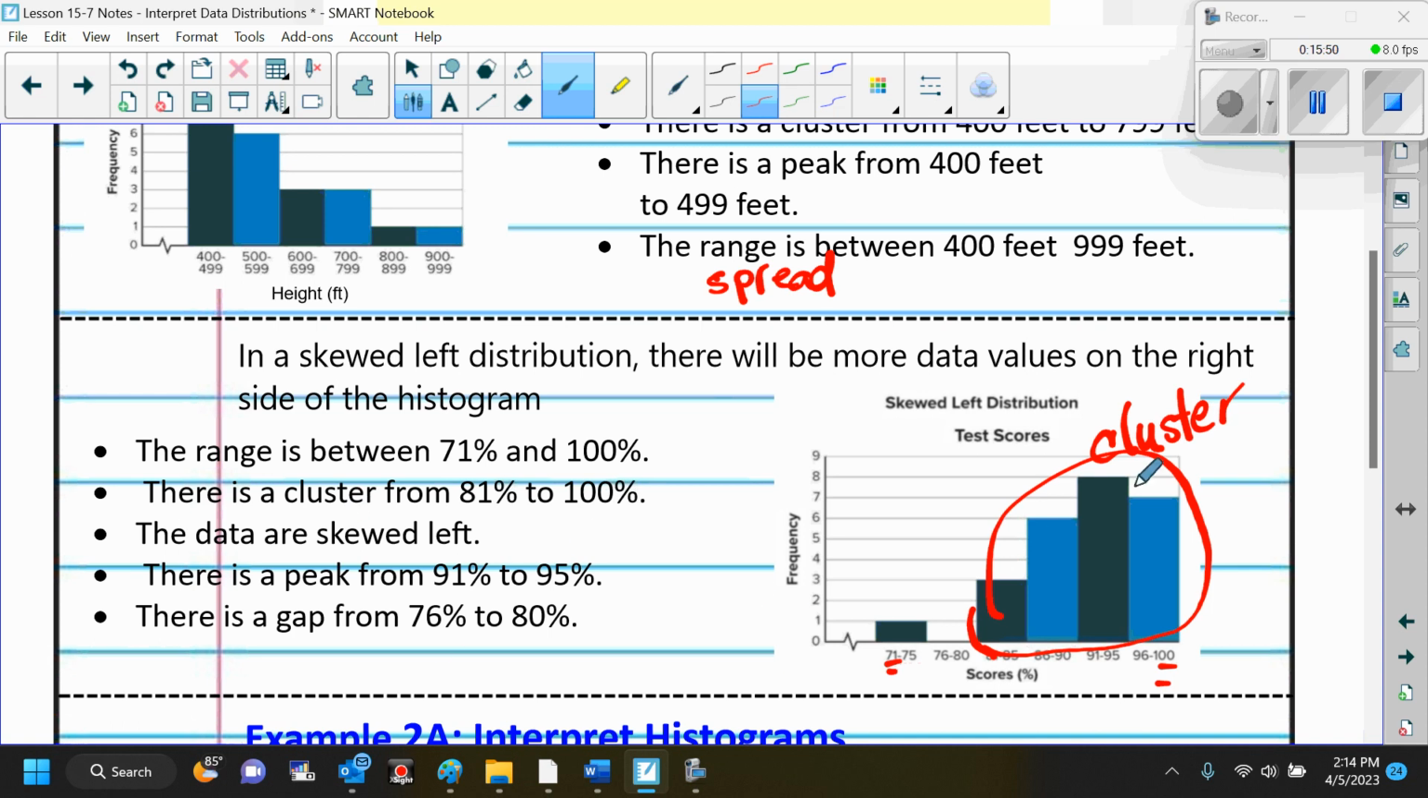The data is skewed left. There is a peak at the interval between 91 and 95, right there. There's the peak. That's the peak. And look at this, there's a gap. We haven't had one of those yet. So there's a gap between 76 to 80. And that's what it looks like on the histogram. Okay?